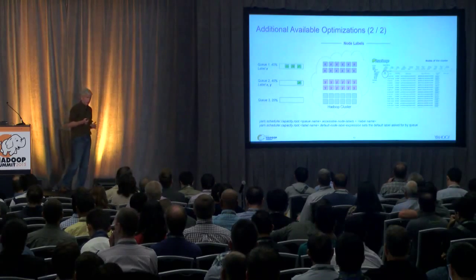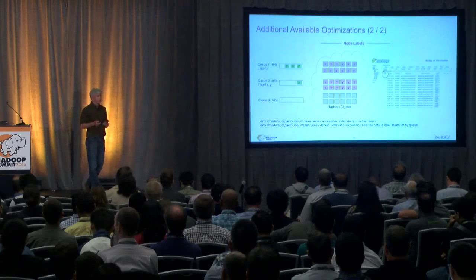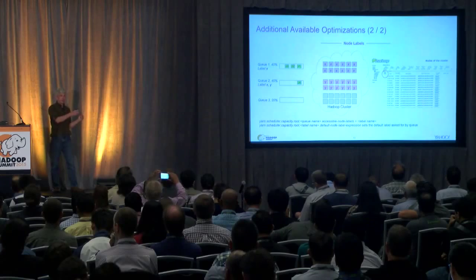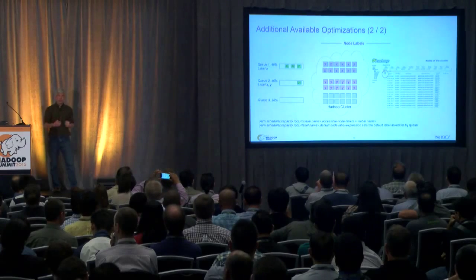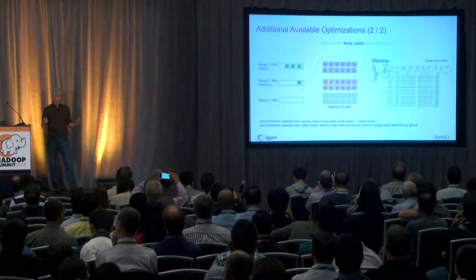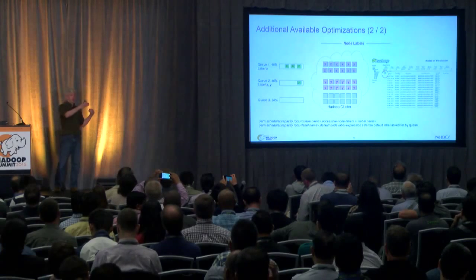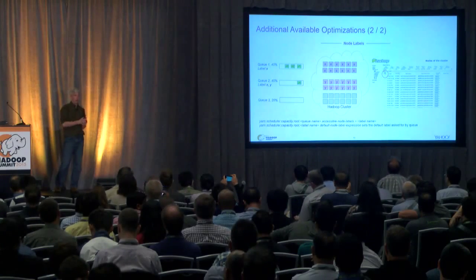So the node label feature is also another one that I previously mentioned a little bit, and I'll use that example I was using before with the big memory nodes. If you let Hadoop just do this, it can kind of handle it. I have a job that requests almost all the memory on a large memory node, for example.